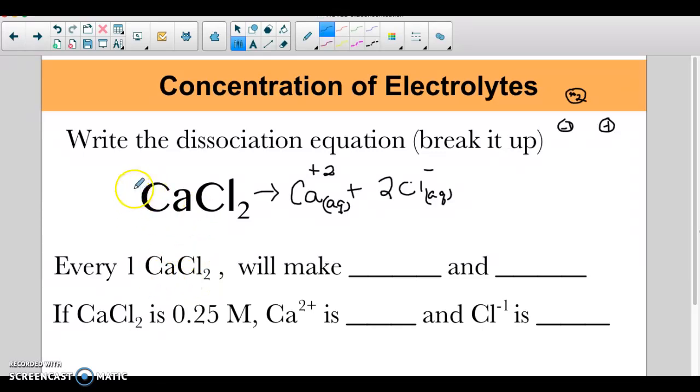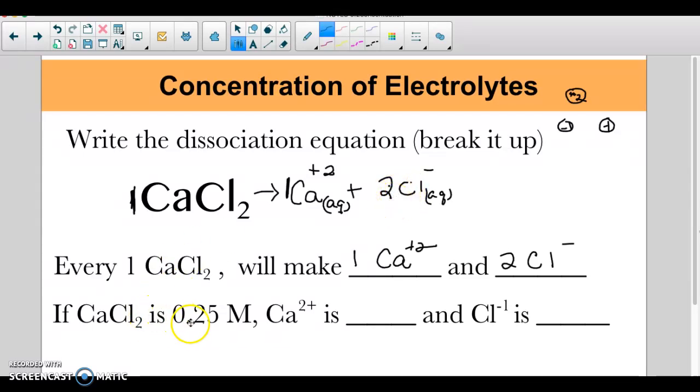So for every 1 calcium chloride, I'm going to get 1 calcium, and 2, I'm reading the coefficients, chloride. So I can read that as atoms, I can read that as moles, and then I can also read it as molarities, because molarity is moles per liter. So if I have 1 molarity of calcium chloride, then I'm going to get 1 mole per liter of calcium, and I'm going to get 2 moles per liter of chloride.